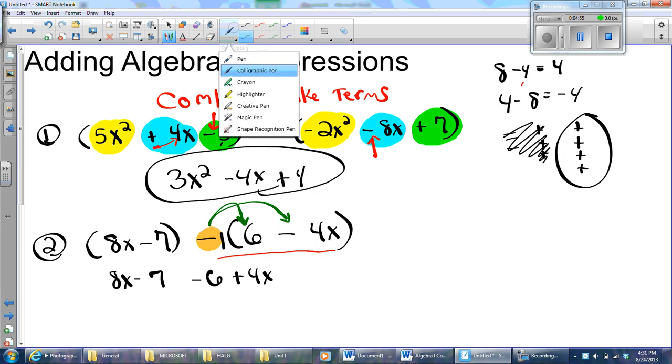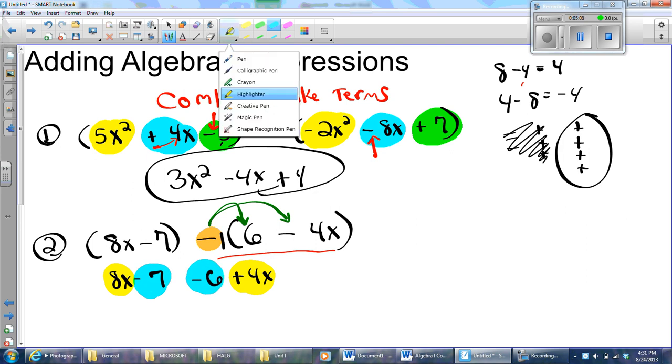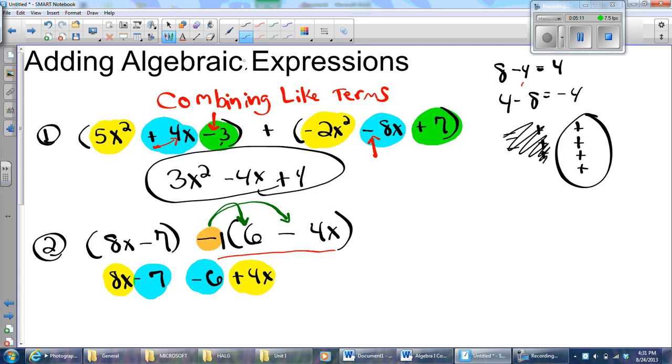Now if I want, I can go ahead and do my highlighting. I have 8x's here and I have 4 more x's. Here I have negative 7 and negative 6. Again, don't get this wrong. This is too simple. Don't make it difficult. How many x's do I have? Well, I have 12 x's. How many just integers do I have? Well, I have 7 negatives and 6 more negatives. I have 13 negatives. There you go.